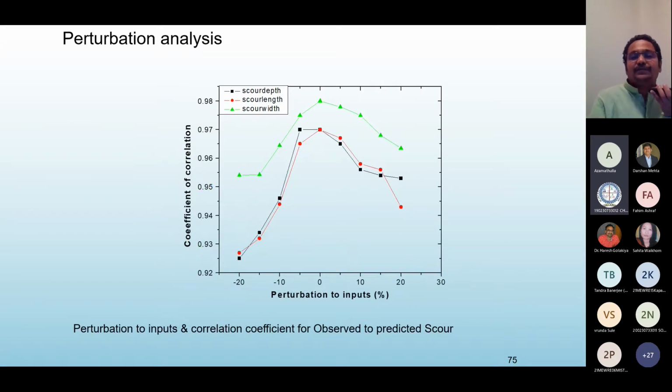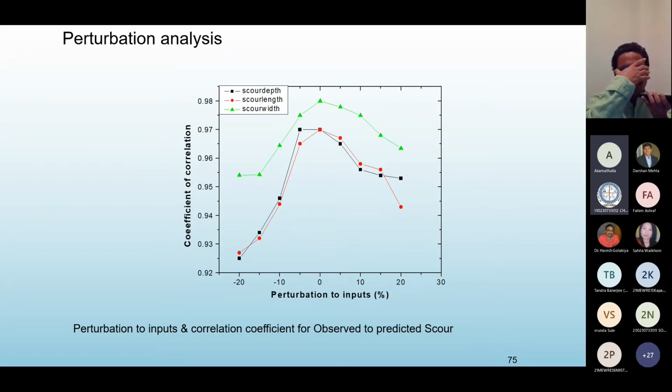Now, as the principal also said, what will happen if the data is erroneous or noisy? That means a measurement error of positive or negative 10%. How will your results be affected, especially your correlation coefficient and your error? This is what is called perturbation analysis.